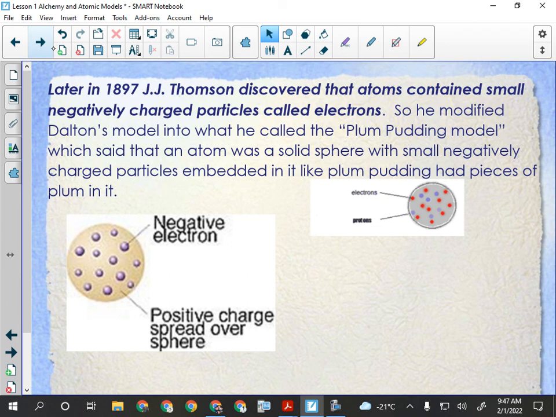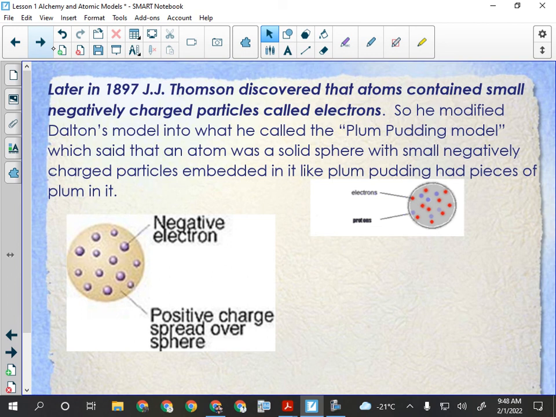So Thomson said, you know what? There's something missing from this solid sphere, because it doesn't explain where these charged particles that I'm measuring, that are coming from my chemical reaction, are coming from. So he said, we'll keep the solid sphere. We'll say that atoms are still a solid sphere, but this solid sphere is positive. And loosely stuck on its surface are these small negatively charged particles. Since they cause electricity, I'm going to call them electrons.